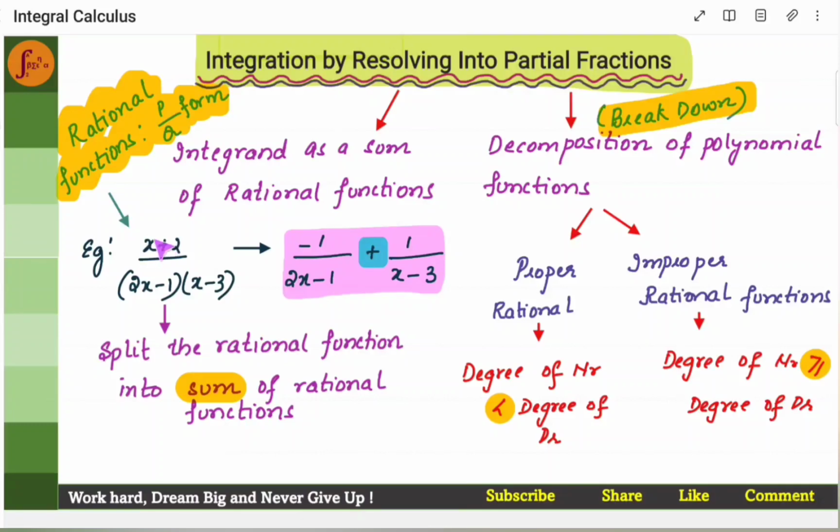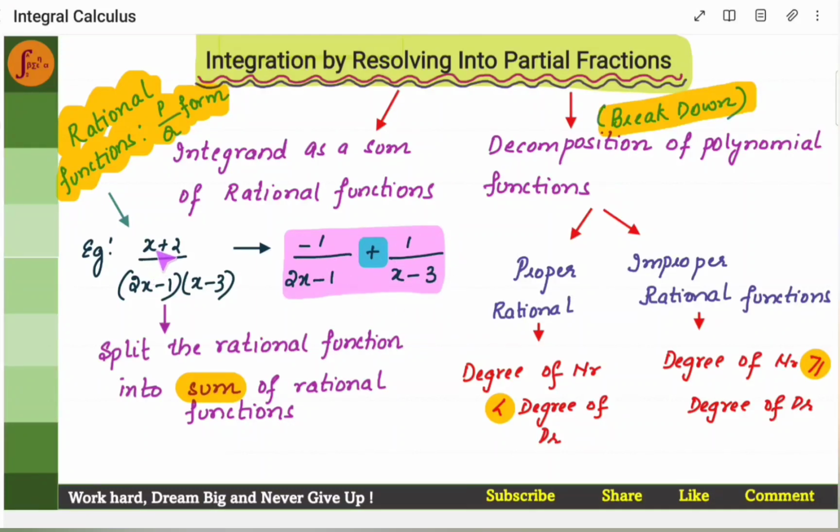How do we integrate if we have functions like this, where you have a polynomial function in the numerator and polynomial functions in the denominator? This is where we will have to use partial fraction method. What is a partial fraction? Partial fraction is a method used to decompose, that is, break down these polynomial functions as a sum of rational functions.